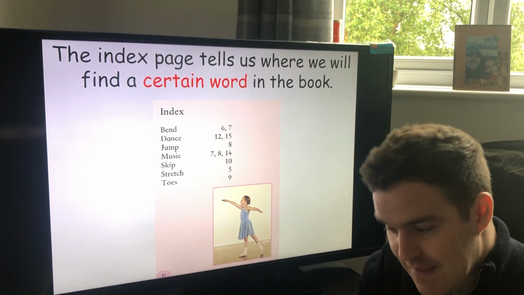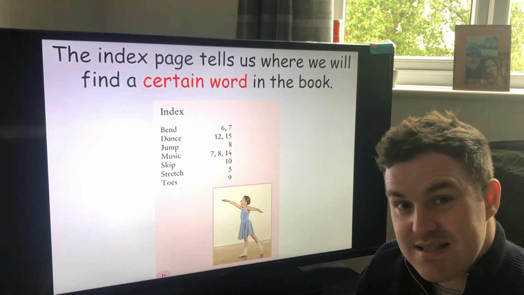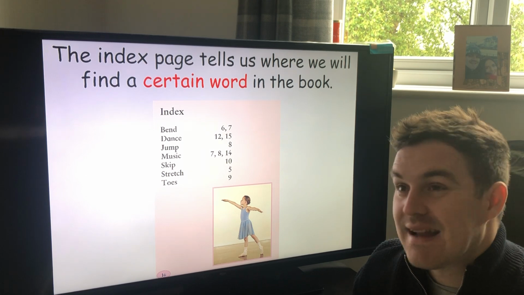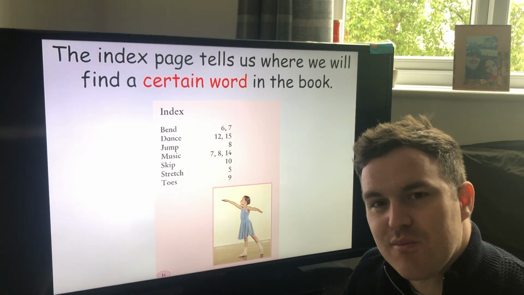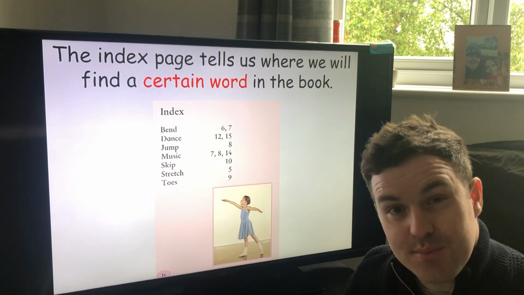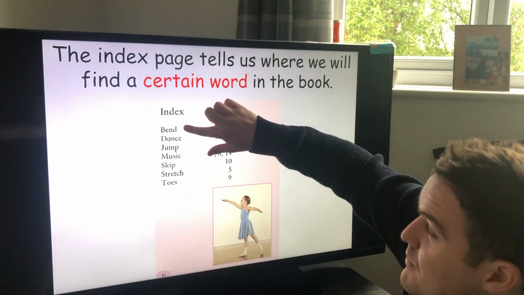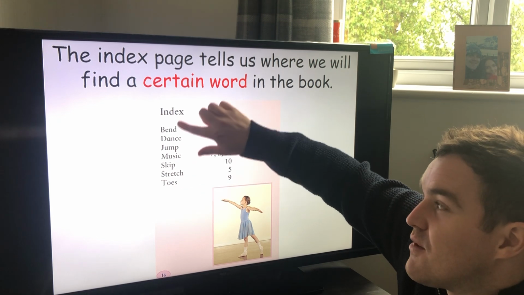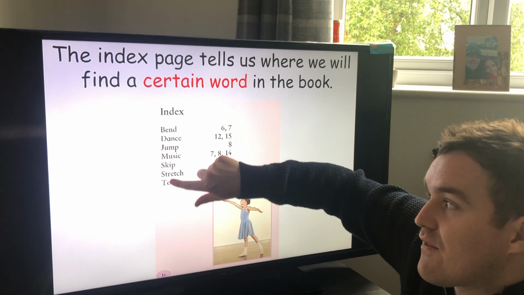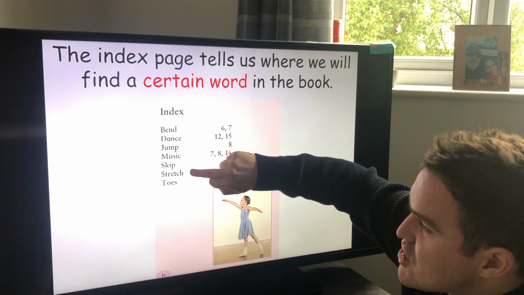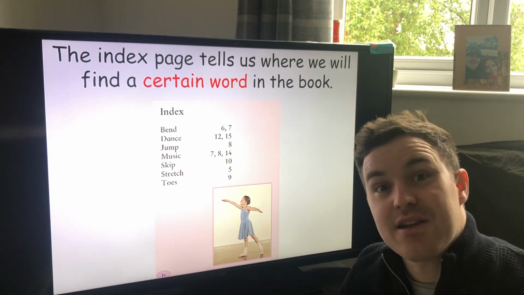Now, the reason that an index page is useful is because it'll save you looking through the whole book, and it's easier because it's in alphabetical order. That's why we did a little bit of practice of alphabetical order on Friday. We had to put the words in alphabetical order. You can see here, B comes before D and so on. We don't have any A words, we don't have any Z words, but all these letters, the first letters are in alphabetical order. And look, skip and stretch, they had to go to the second letter there to put those in alphabetical order.